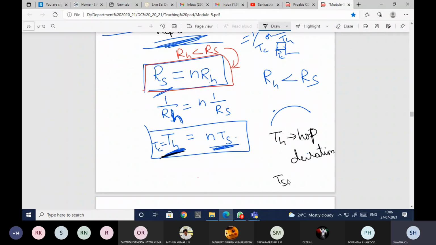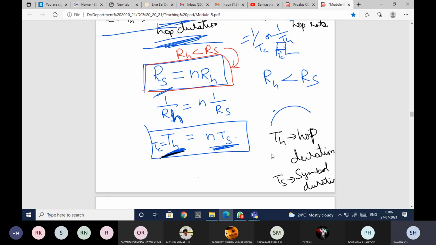And TS is nothing but the symbol duration. So the hop duration is greater than the symbol duration. What it means exactly is, in one hop I will be able to transmit multiple symbols. Okay, that's what it means.